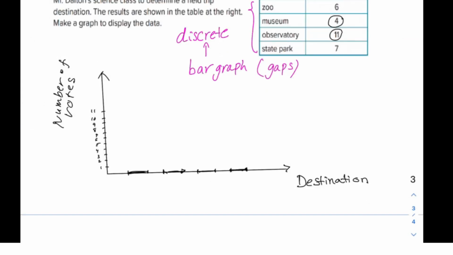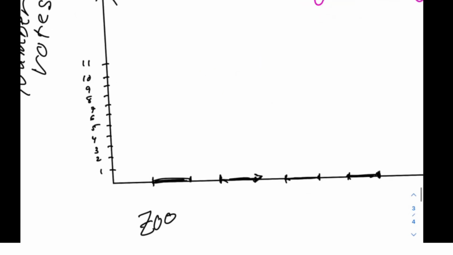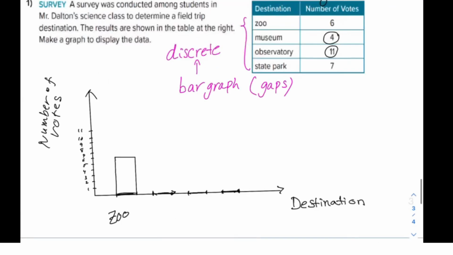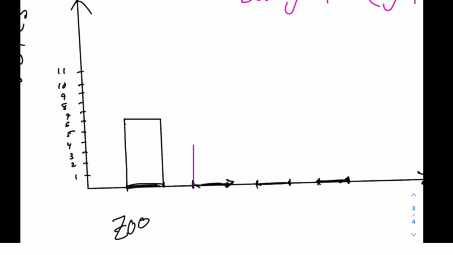Okay, let's start one by one. We will start with the zoo. The number of votes for the zoo is just 6, so I'll go up until I reach 6, and extend my bar. This is my first bar. The second one is the museum. I can use another color if you like. It is just 4, so I'll go up to 4 only, as you see here. This is the 4. And I'll close my bar.